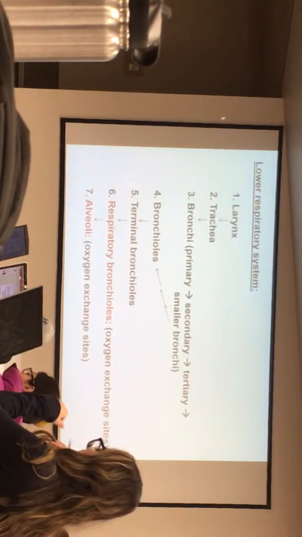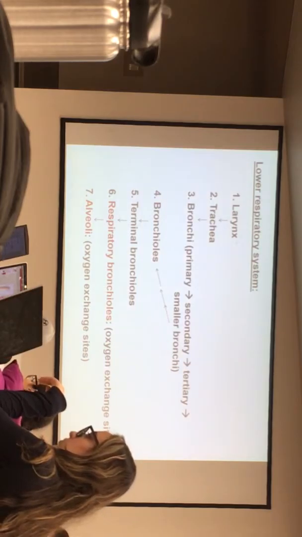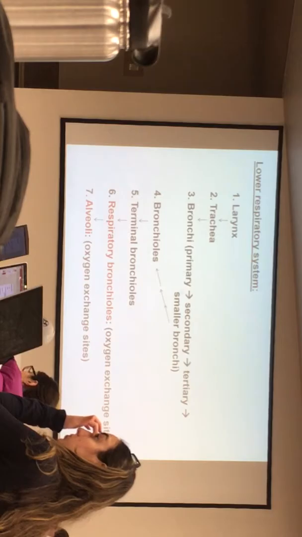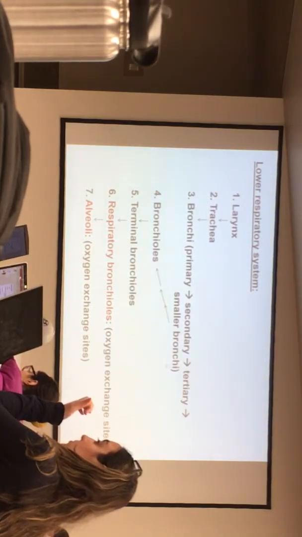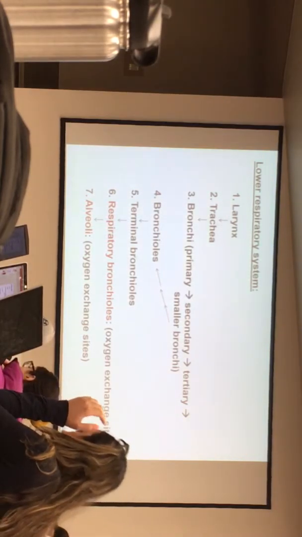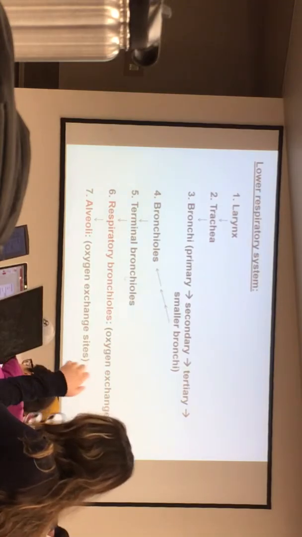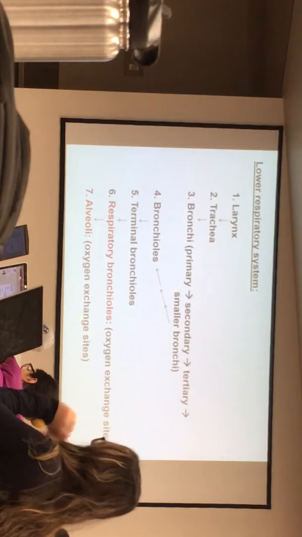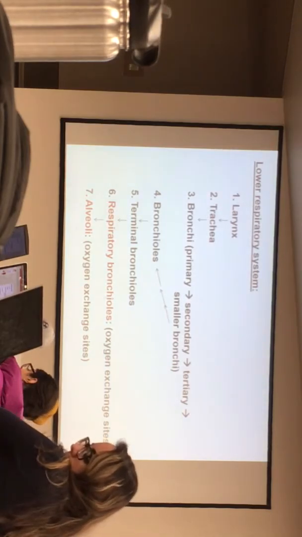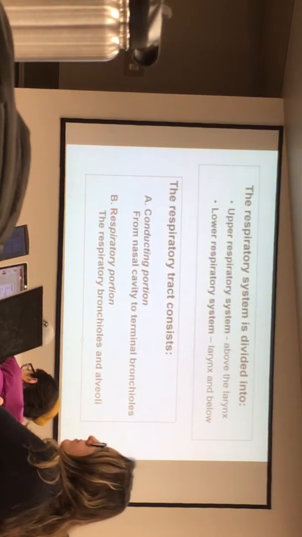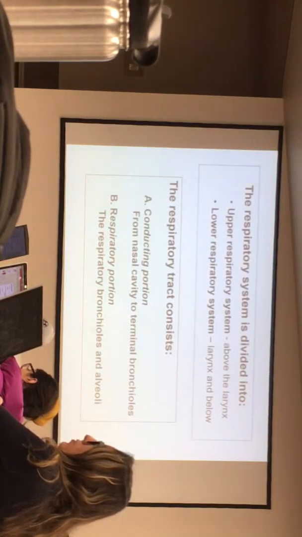So the lower respiratory system goes from the larynx area, trachea, bronchi, divided into primary bronchi, secondary bronchi, tertiary bronchi, smaller bronchi, and then bronchioles, just like arterioles, and terminal bronchioles. It still cannot do gas exchange. Only the red color here, respiratory bronchioles and alveoli, can have this gas exchange. And that's what I say here.